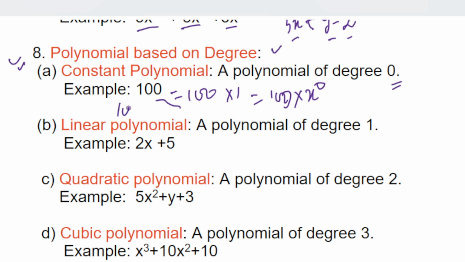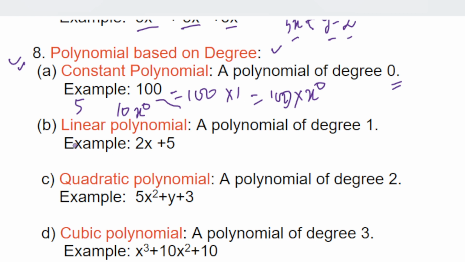If I take 10, any constant number, the degree will be equal to 0, because 10 again I can write as 10x to the power 0. So this is my constant polynomial. Say example 5. 5 is also my constant polynomial because I can write 5 into x to the power 0, because x to the power 0 gives me 1.